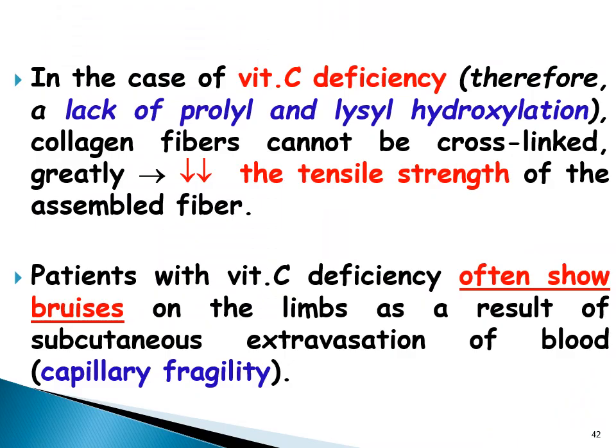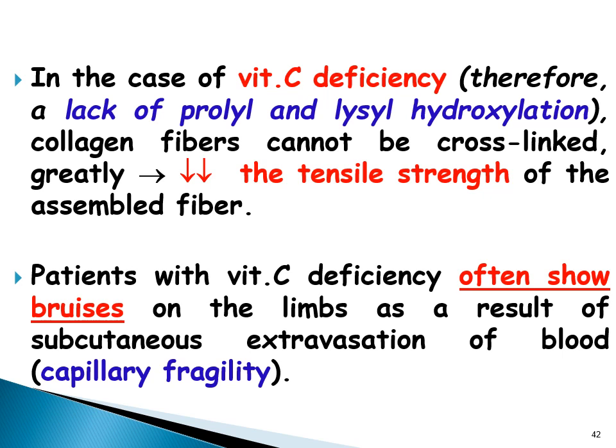We discussed previously that any mutation or defect in the cross-linking during collagen synthesis affects the stability of the collagen. So it is commonly asked that vitamin C deficiency leads to scurvy. We know that in scurvy there is an increased bleeding tendency. In the case of vitamin C deficiency, it affects the hydroxylation of proline and lysine. This hydroxyproline and hydroxylysine are responsible for the cross-linking, and this cross-linking provides tensile strength to the collagen fibers. But because of poor cross-linking, there is decreased tensile strength of assembled fibers.